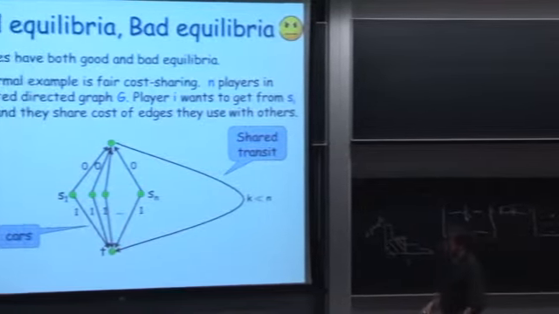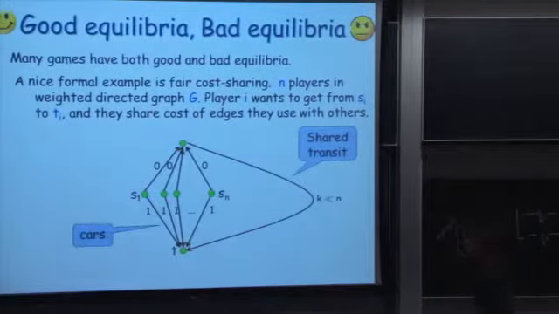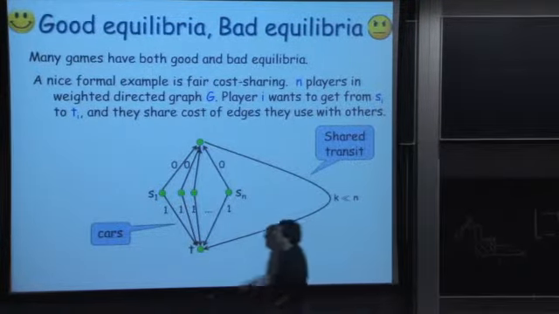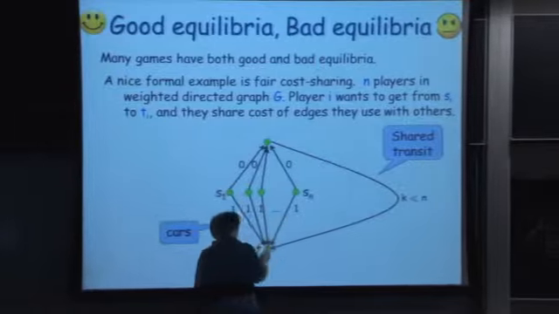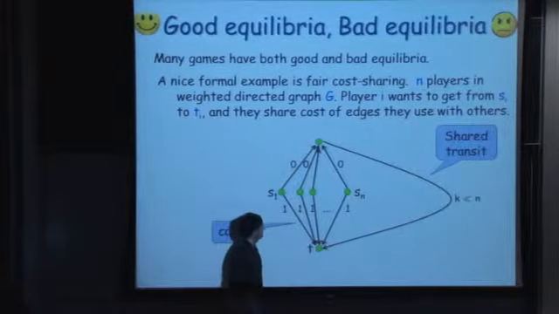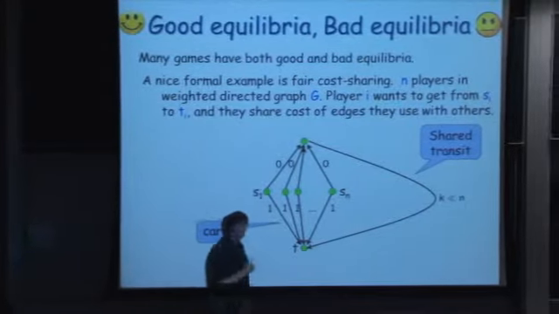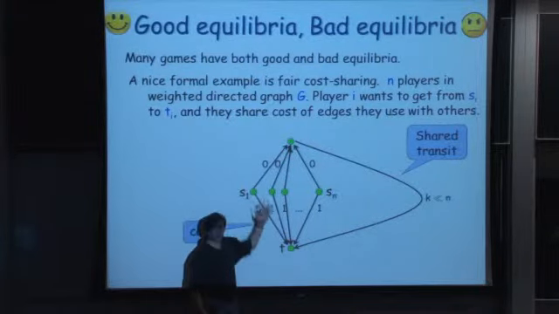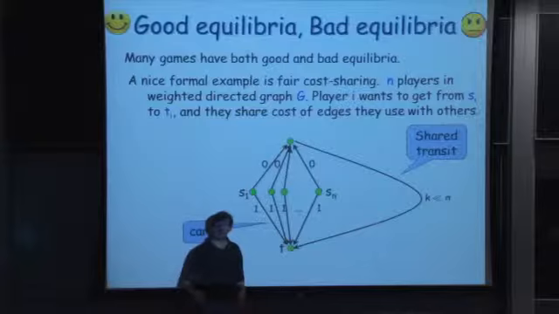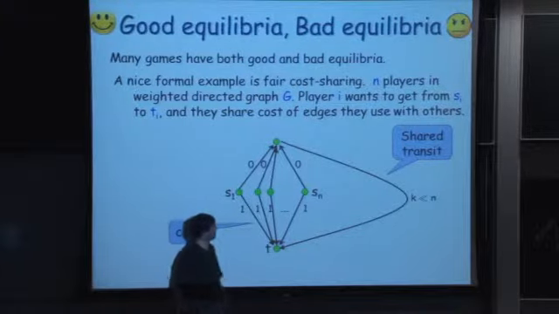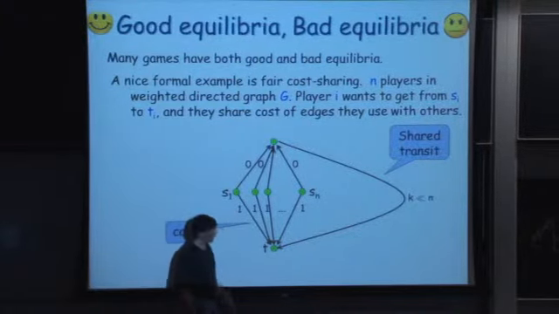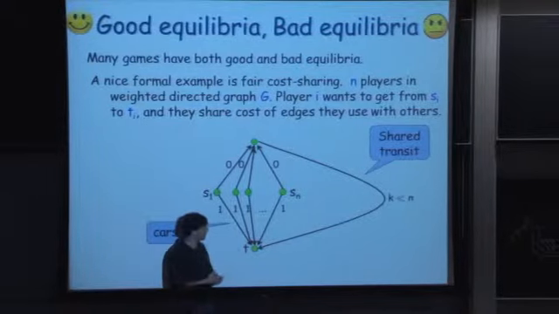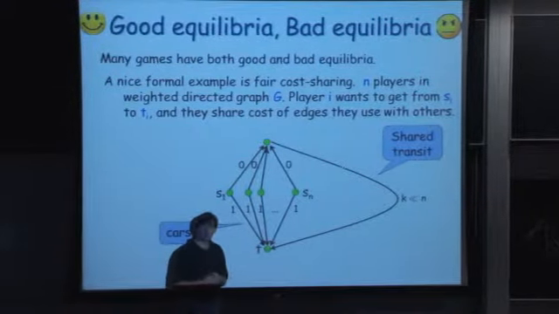I like fair cost sharing because it can model a bunch of different things. Imagine a bunch of people trying to go from their houses to some common destination in the city. They could either drive a car that has some cost 1, or they could share some shared transit. They could all agree to pay into some pool for shared transit, and typically if they're going to share something, that thing might be more expensive individually.